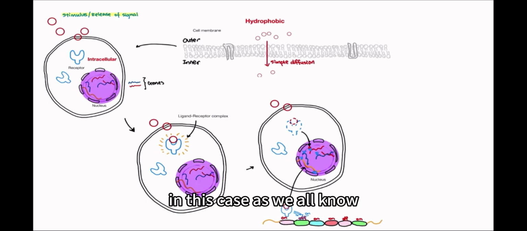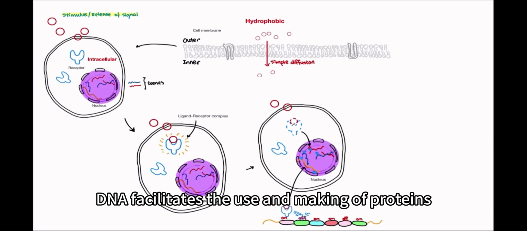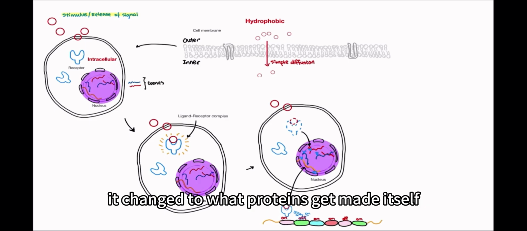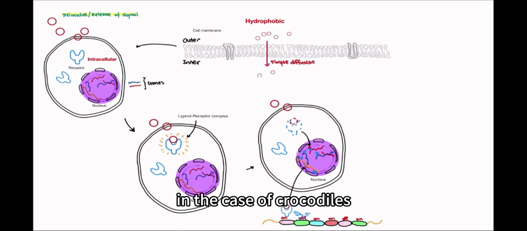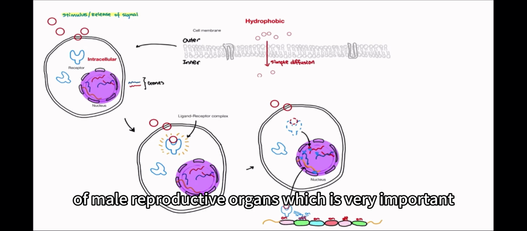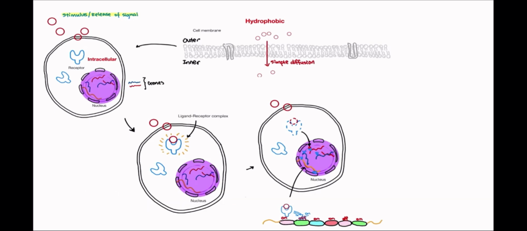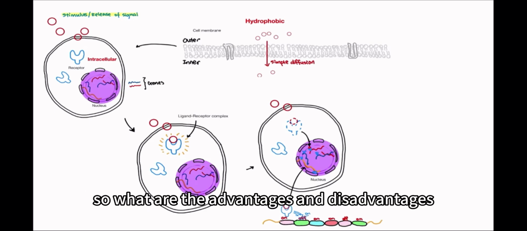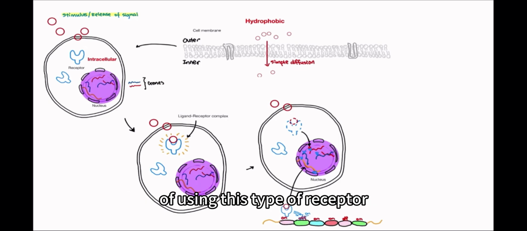And in this case, as we all know, DNA facilitates the use and making of proteins. It changes what proteins get made in the cell. In the case of crocodiles, it changes and facilitates the growth of male reproductive organs, which is very important. Very important. So, what are the advantages and disadvantages of using this type of receptor?